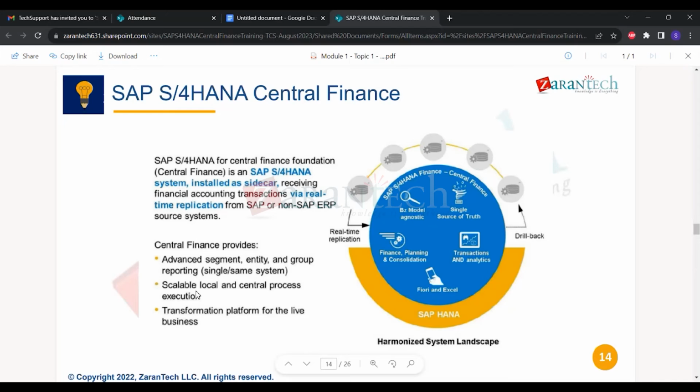You will have all the central processes executed from one single system, which will save a lot of time. It will consolidate your shared services across systems, like shared services from multiple different vendors and multiple different geographies, into one system, which will reduce issues.